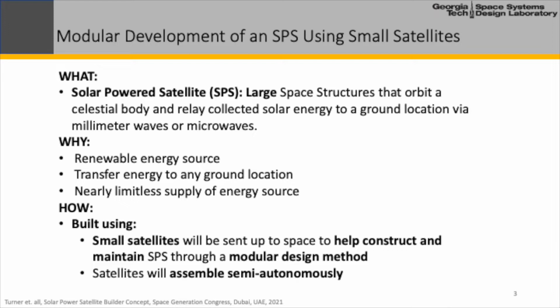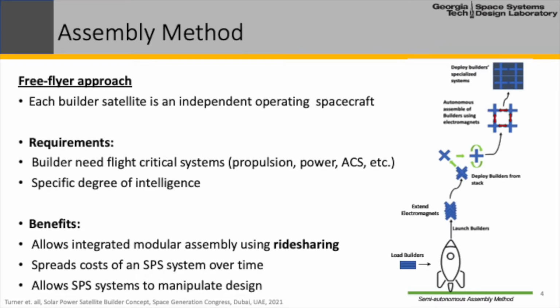That being said, in this presentation, my team and I have explored the concept of building a solar power satellite through modular development techniques and small satellites that can construct and maintain a solar power satellite through semi-autonomous assembly. The modular assembly method we decided to use is called the free flyer assembly method. This incorporates sending up loads of small satellites, which we call builder satellites, that can operate as independent spacecraft.